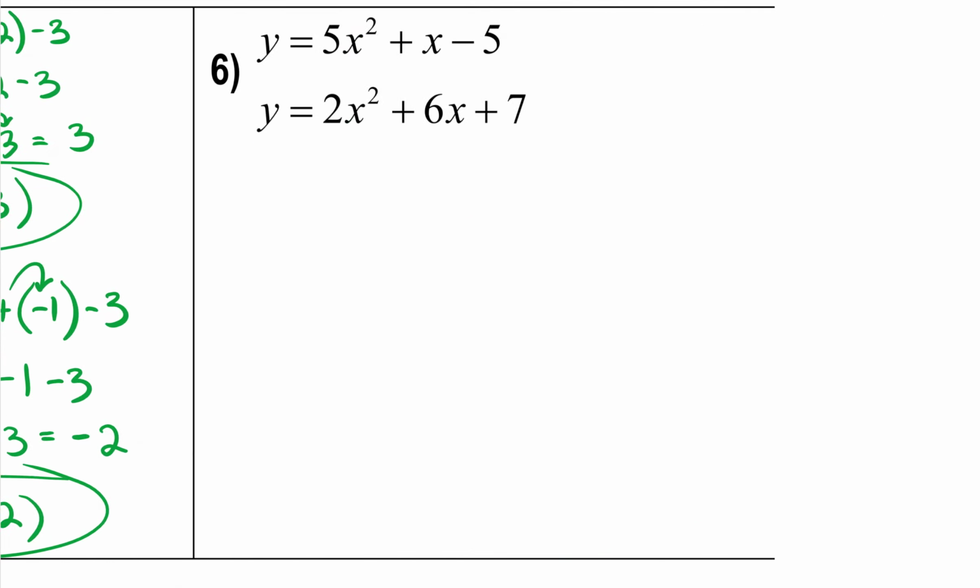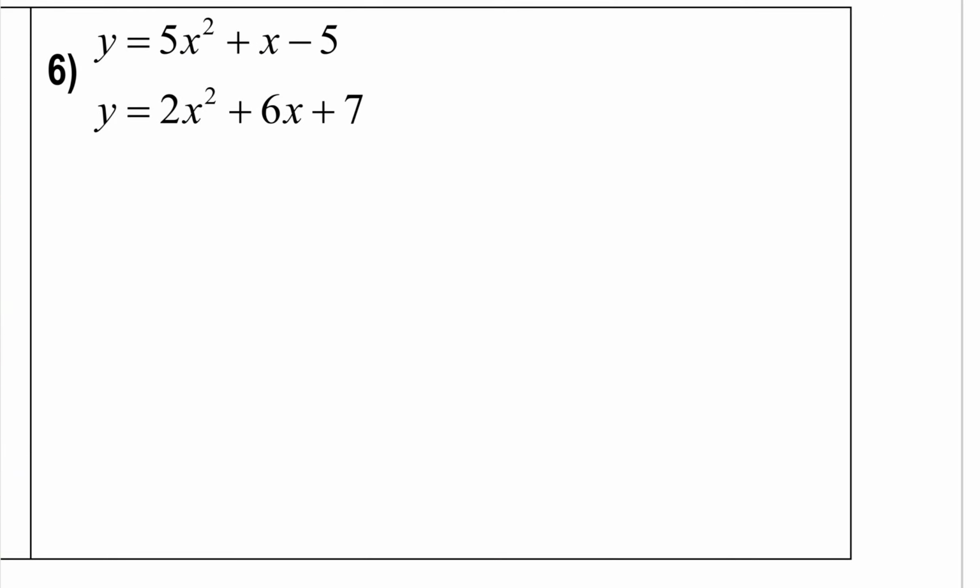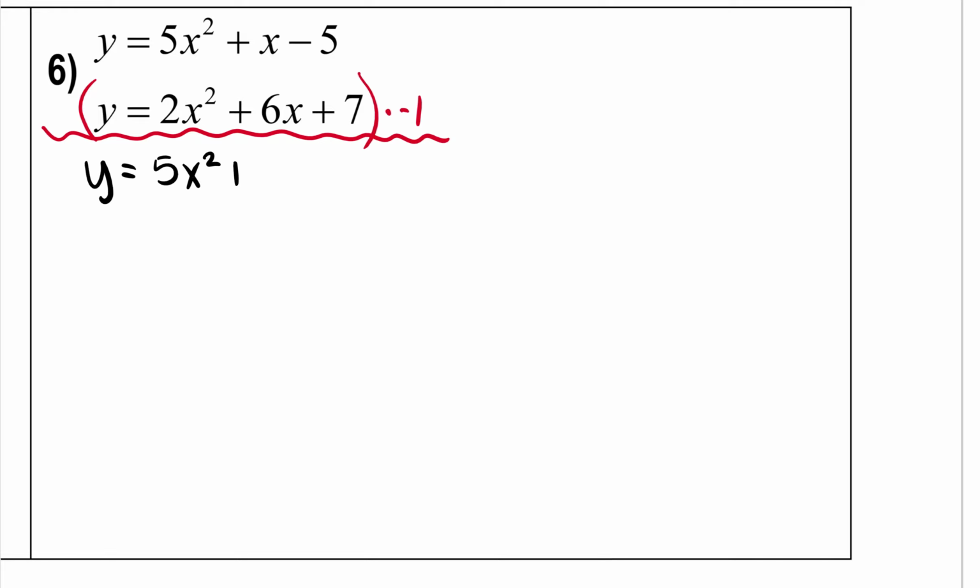Alright, on to the last question. I'm going to start the same way. I'm going to change the sign of the smaller x squared, which of course in this case is 2. And I'm going to rewrite them. So I have the top one is y equals 5x squared plus x minus 5. And then the bottom one just changes signs, so negative y equals minus 2x squared minus 6x minus 7.